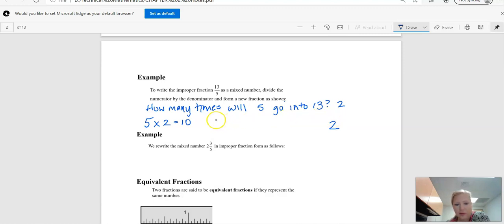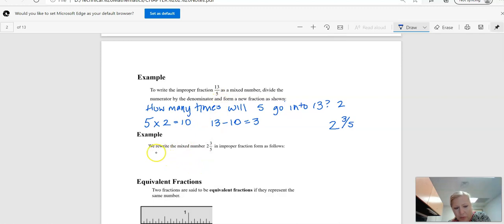Then you're going to say, well, what's the difference between 13 and 10? And remember, difference means subtract. So what's left over? If we do 13 minus 10, we would get 3. And so that's going to be the numerator of our new fraction in the mixed number. But the denominator is going to be exactly the same. Okay, so what we did was we asked ourselves, how many times will 5 go into 13 evenly? We came up with 2. 5 times 2 is 10, and then we said, what's left over? 13 minus 10 is 3. That gave us our 3, and then the 5 came from what we already had.